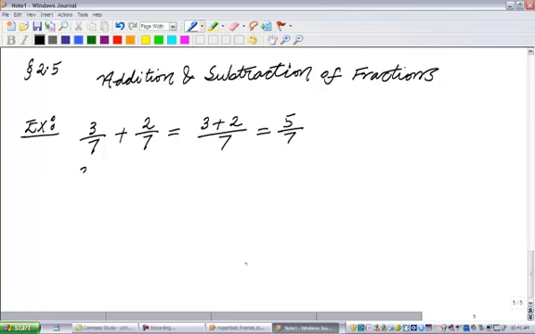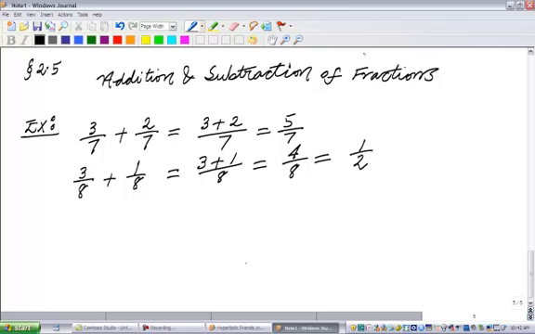Let's say I have 3/8 plus 1/8, then I get 3 plus 1 over 8, right? Which is the same as 4/8. But I want my answers in lowest terms. So I divide by 4. So it's 1 over 2.